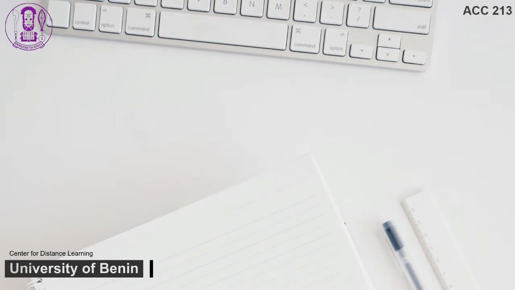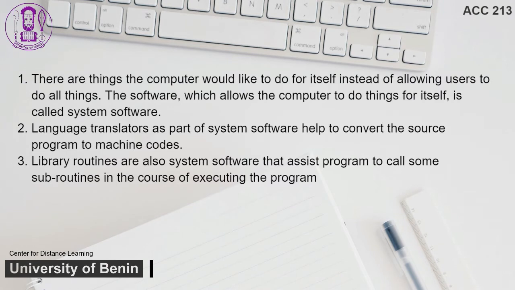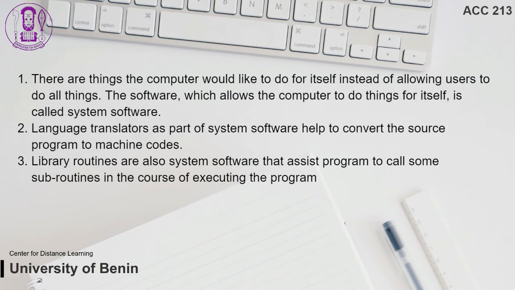In this study session, please note the following. 1. There are things the computer would like to do for itself instead of allowing users to do all things. The software, which allows the computer to do things for itself, is called system software. 2. Language translators as part of system software help to convert the source program to machine codes. 3. Library routines are also system software that assist programs to call some subroutines in the course of executing the program.